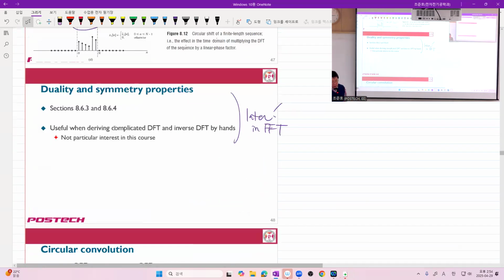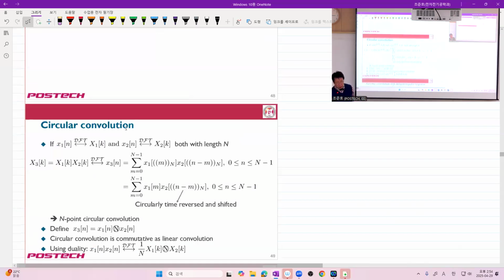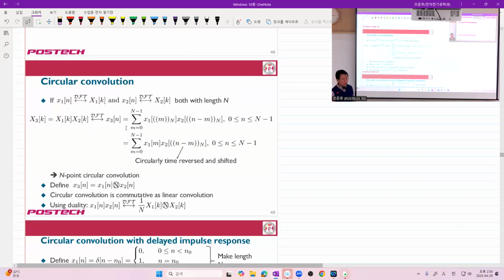Okay. By the way, here are some other properties, and I will cover this when I talk about the fast Fourier transform algorithm, where we use these properties. But anyway, let's continue. So there is another one. We've already seen this: multiplication in the time domain becomes convolution in the frequency domain. We are going to see the same thing.